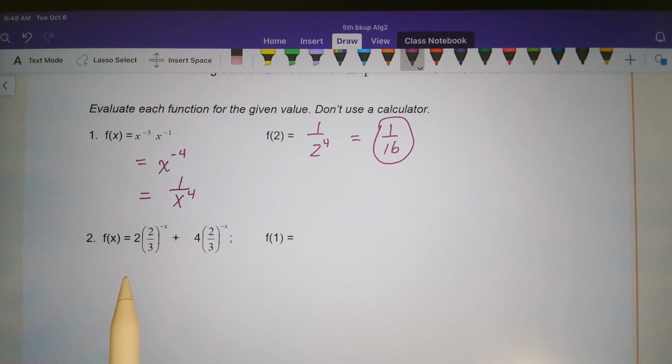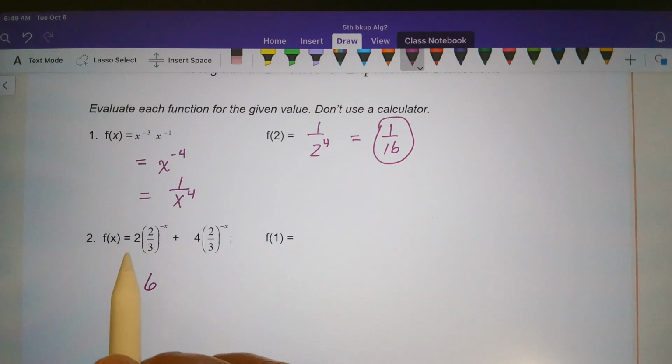Number 2, f of x equals 2 times 2/3 to the negative x plus 4 times 2/3 to the negative x. Okay, so it's these here, same, what we call base, right? So these are like terms, right? Same base raised to exponents here. So these are like terms, same exponents. So let's just add these.